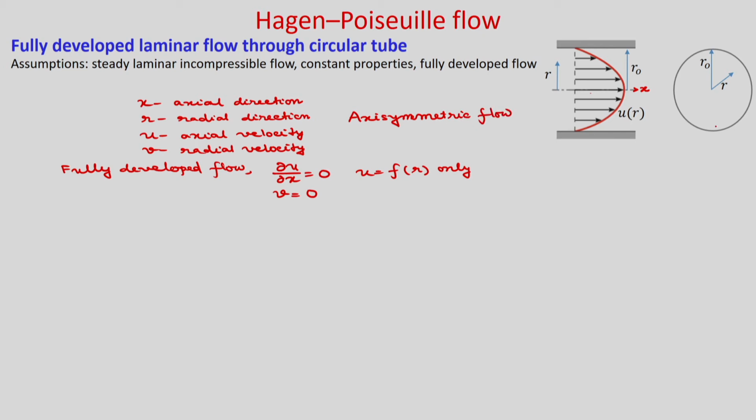Okay. So, if you consider the circumferential direction, let us say this is your phi, then del by del phi of any variable is 0, and the velocity in the phi direction is also 0. So, the velocity w, which is in the phi direction, will be 0 in axisymmetric flow.